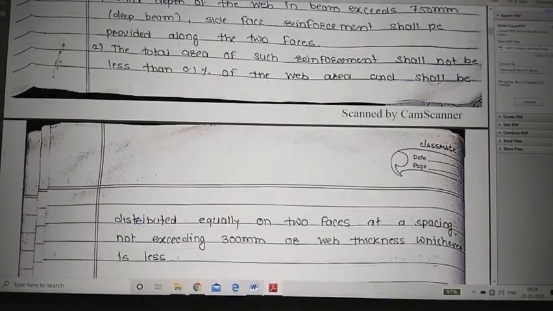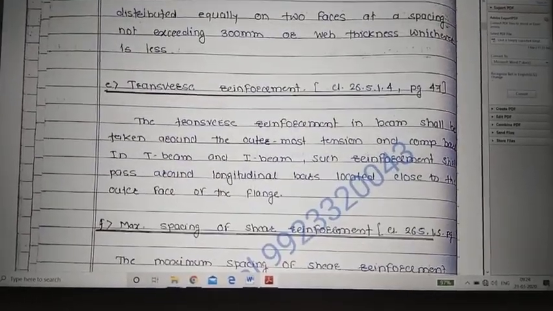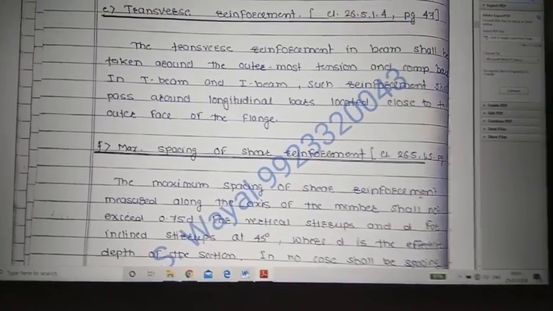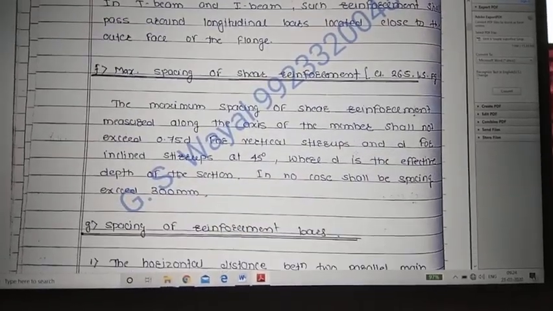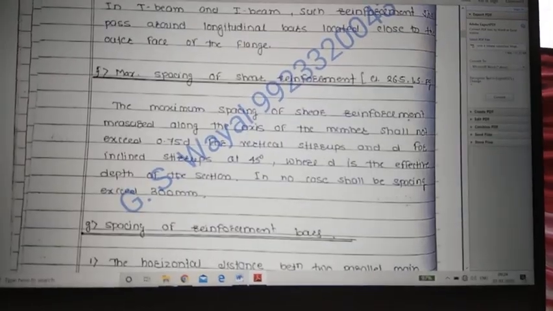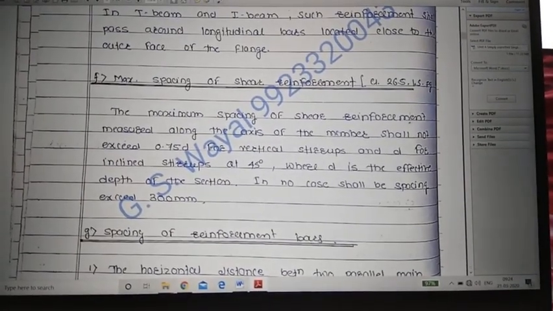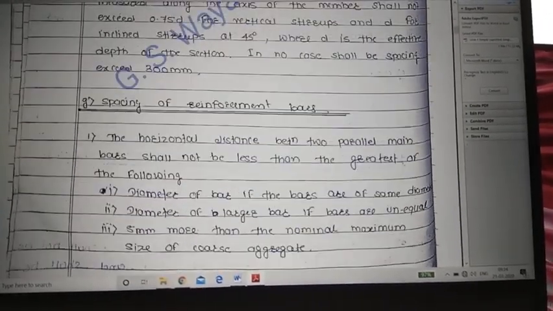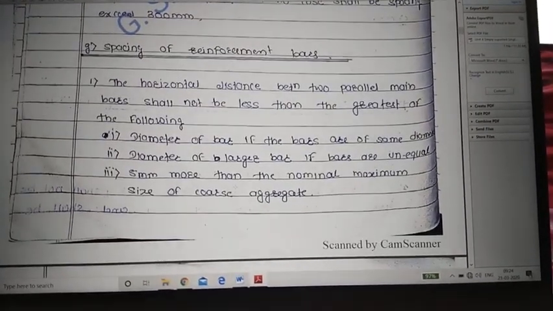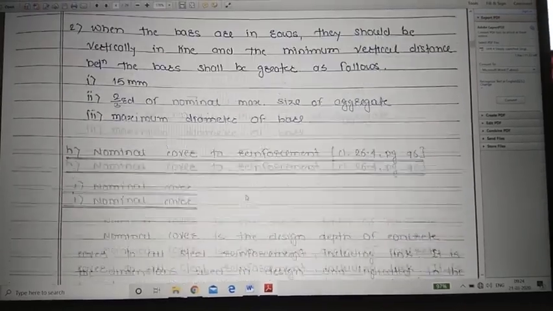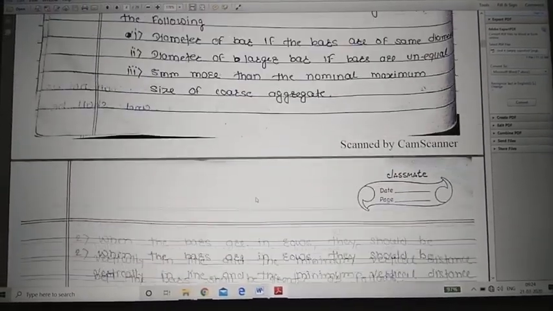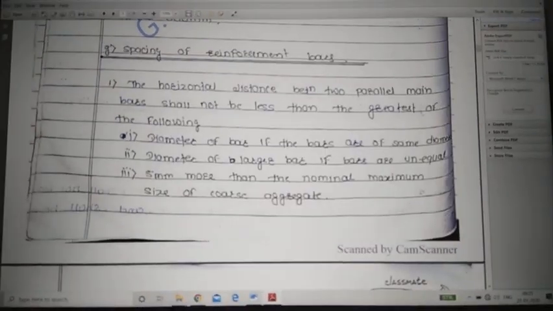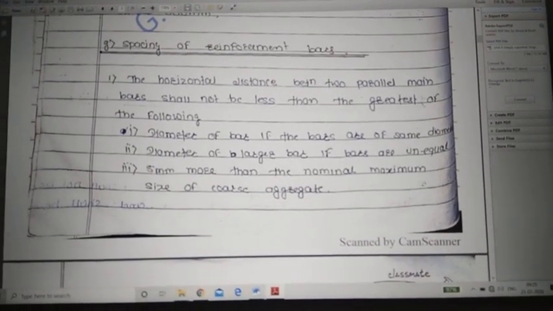You can read it thoroughly by using this IS code. Then transverse reinforcement criteria is also given on page number 47. Maximum spacing of shear reinforcement criteria is also given, that is 0.75d or 300 mm. So read it thoroughly by using IS 456. The total theoretical explanation is given over here. You can see the spacing of reinforcement is also given here.